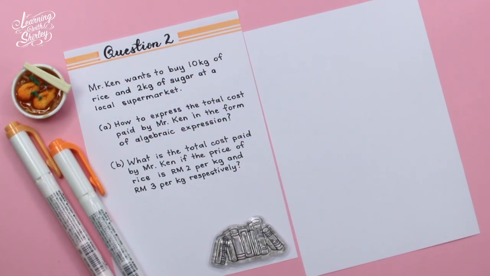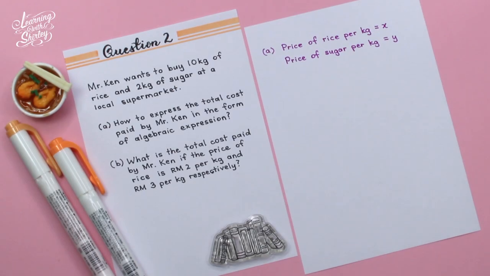For question number 2, Mr. Ken wants to buy 10 kg of rice and 2 kg of sugar at a local supermarket. A. How to express the total cost paid by Mr. Ken in the form of an algebraic expression? B. What is the total cost paid by Mr. Ken if the price of rice is 2 ringgit per kg and 3 ringgit per kg respectively? To solve this question, we let the price of rice per kg be x and the price of sugar per kg be y.